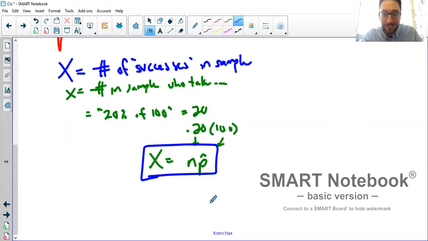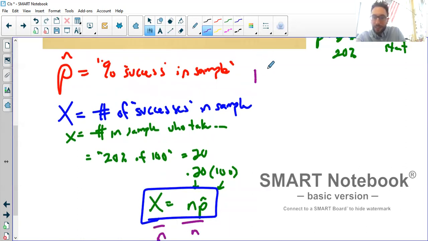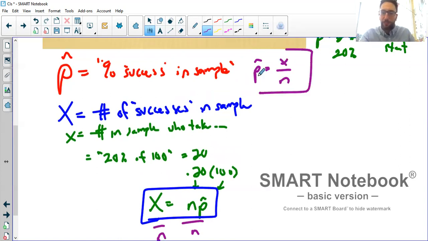If 20% of the sample takes stats, that means 20 out of the 100 people took stats. Similarly, if we want to, we could do some algebra to write an equation for p hat. I could divide by n on both sides, and so I can figure out that p hat is x divided by n. But again, that would just be finding a percent for a sample. This is just based on our simple understanding of percentages.